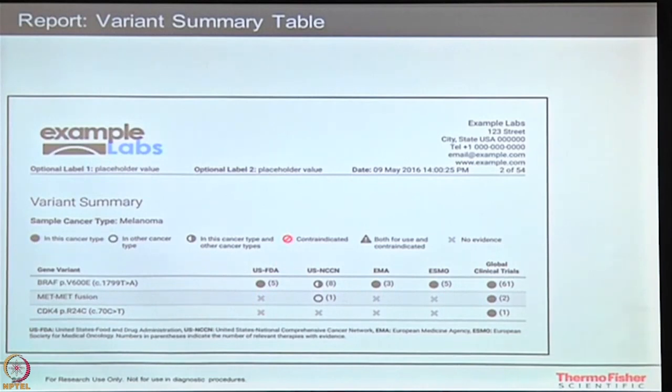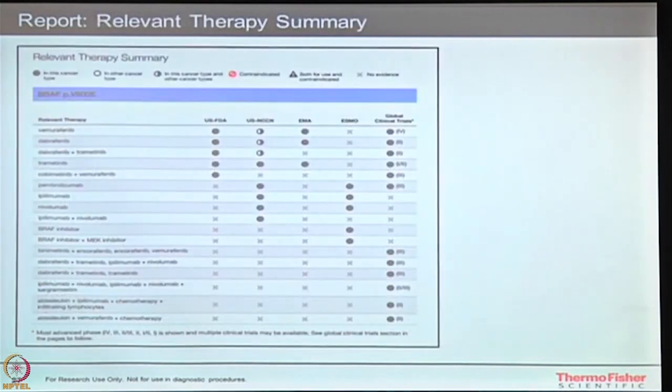Okay. At the same time, you can get more information about more drugs. For a different variant that you're looking at, V600E, these are the various therapies that are available, drug therapies. So who has given which approval, at which stage it is approved, global clinical variants, in which stage it has been approved. These details come into this particular report.